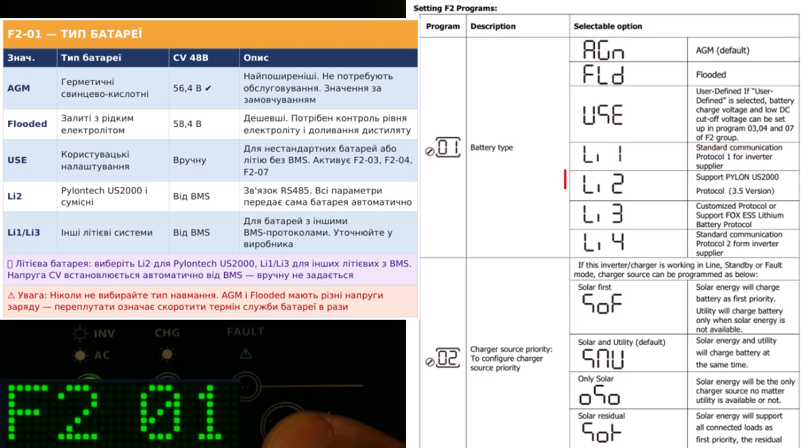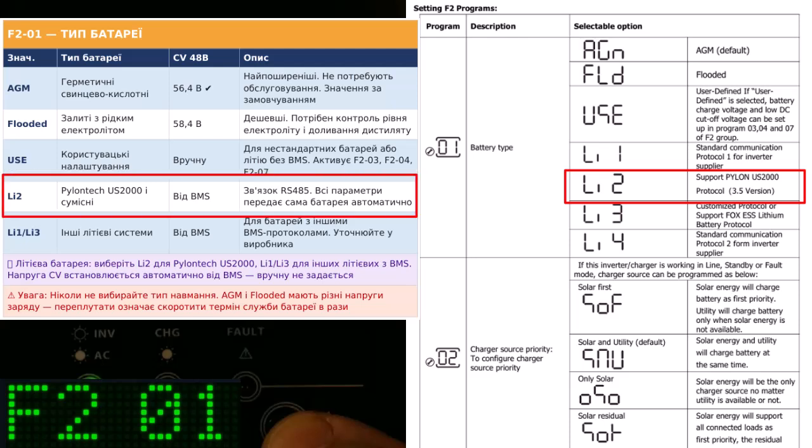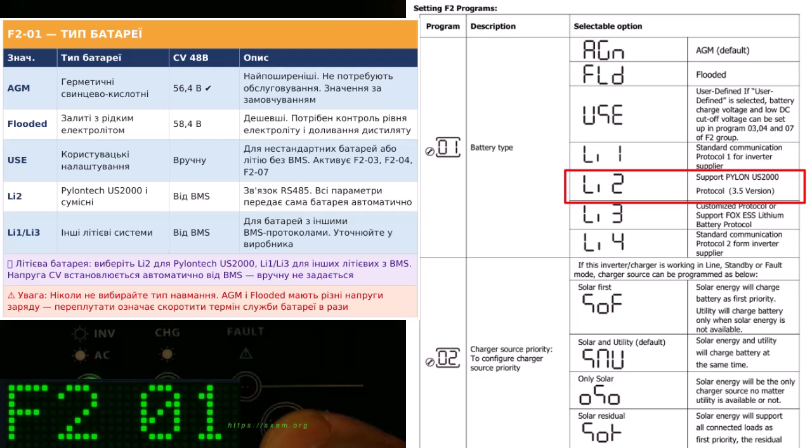Li2, this mode is for Pylontech batteries in the US2000 series and compatible models. With this selection, the inverter establishes communication via RS485 and receives all parameters from the battery's own BMS, voltage, current, temperature, SOC. You don't configure anything manually, the battery itself tells the inverter what it needs.